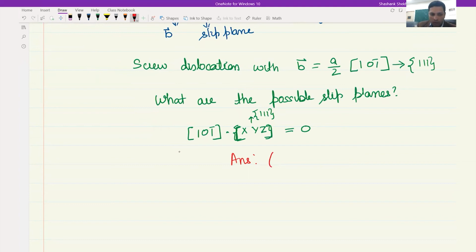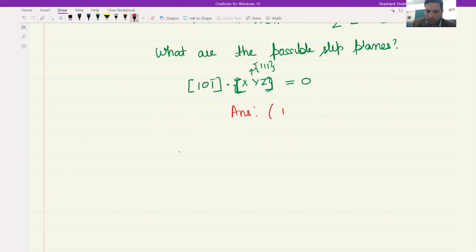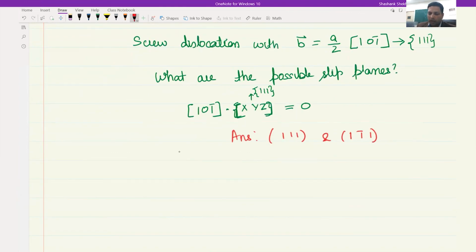So now we can clearly say 1 1 1 and 1 1 bar 1. So you take the dot product: 1 plus 0 plus minus 1, so it becomes 1 minus 1 equal to 0. This is 1 plus 0 and minus 1, so this is again 1 minus 1 equal to 0. And therefore these two have dot product 0. And it is also of the form 1 1 1. So these are the two planes.